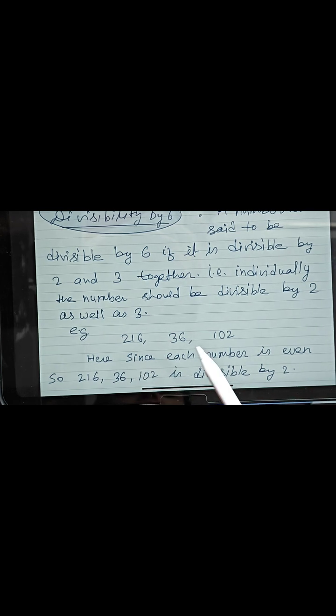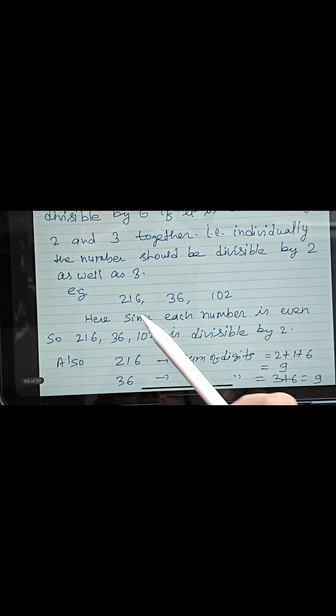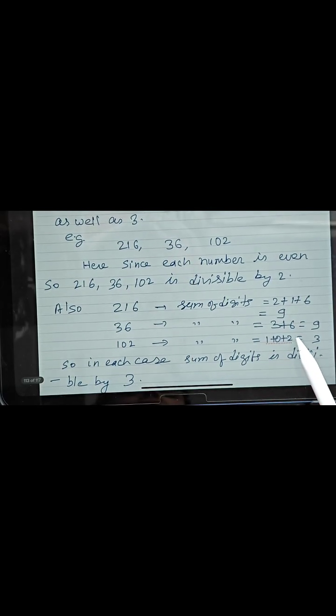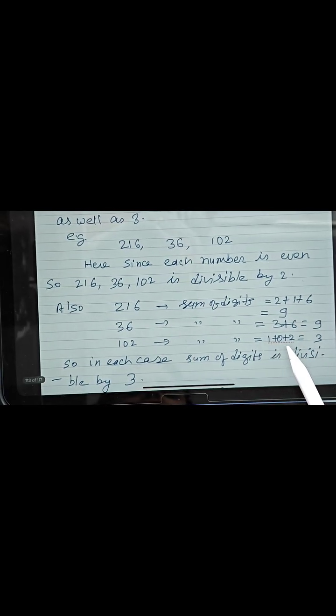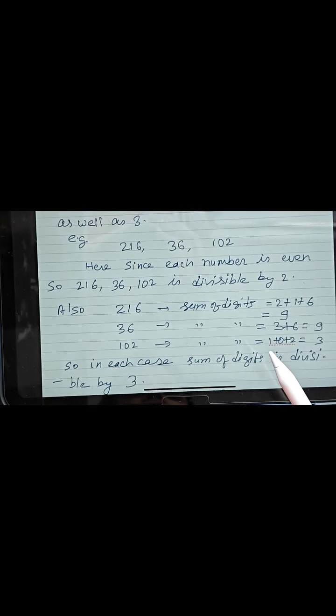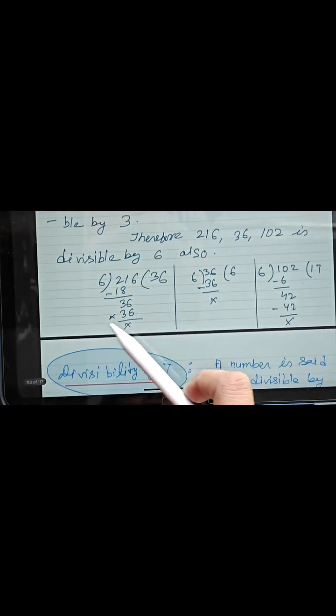So 216, 36, 102, all these numbers are, since they are even, divisible by 2, and for 3 we will check by adding the sum of the digits. 216, sum of digits 2 plus 1 plus 6 is 9, so it is divisible by 3. 36, 3 plus 6 is 9. 1 plus 0 plus 2 is 3, 102, it is again divisible by 3. So these numbers are divisible by 6 also. So actually you can check it, so you will see like this.